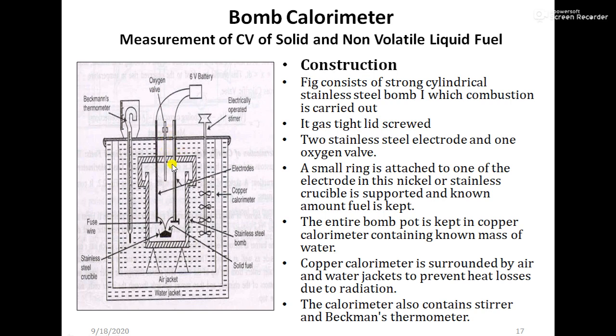Then this bomb pot is kept in the copper calorimeter and initial temperature of that water is noted and the mass of the water is also noted. Then last, ignite that fuel by plugging the battery, and the heat liberated by this fuel is absorbed by this surrounding water, and note the maximum temperature attained. So that is your working part.